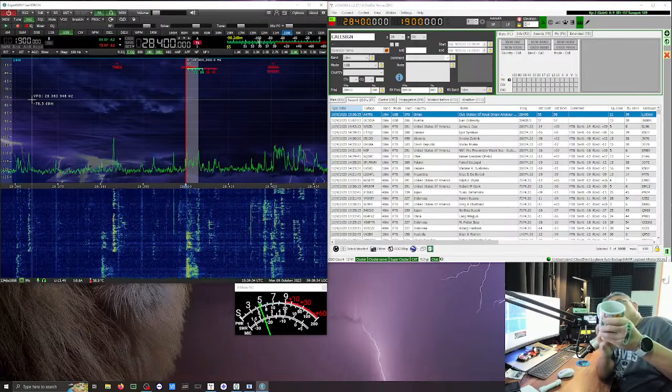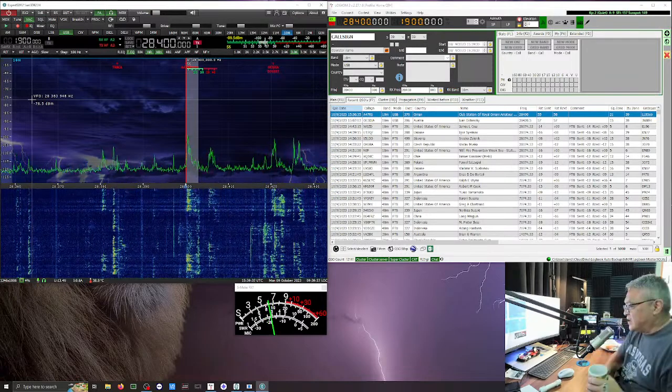Yeah, Tango Victor Zulu is, Mike uses that beacon as a propagation check.